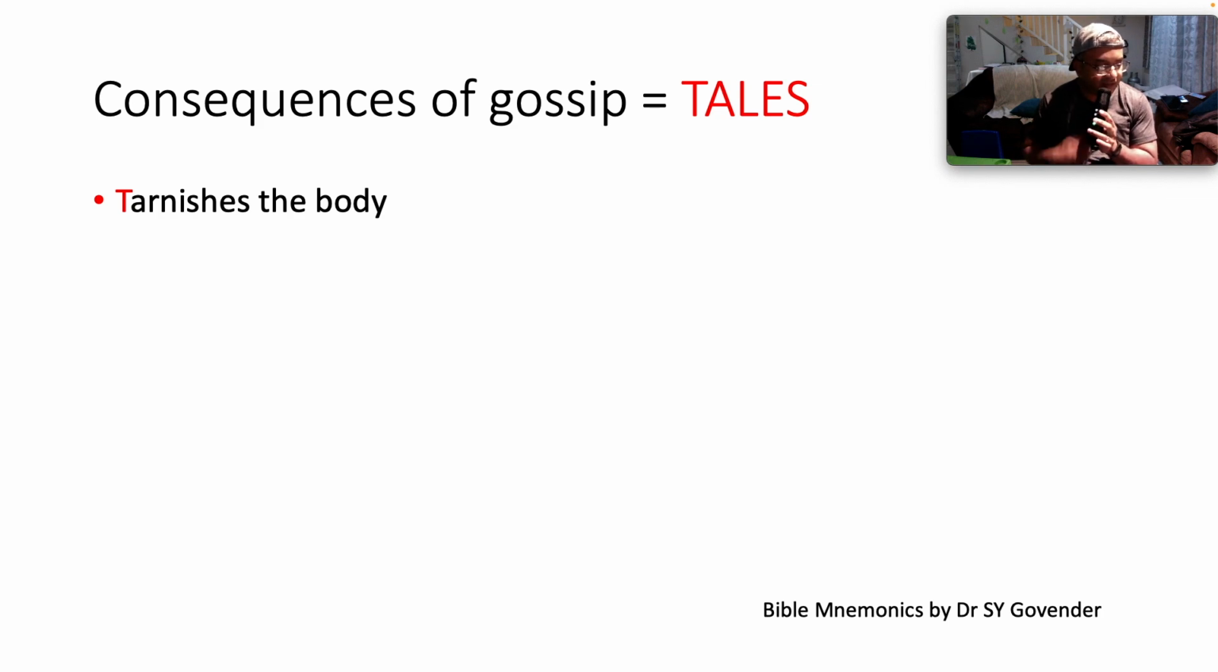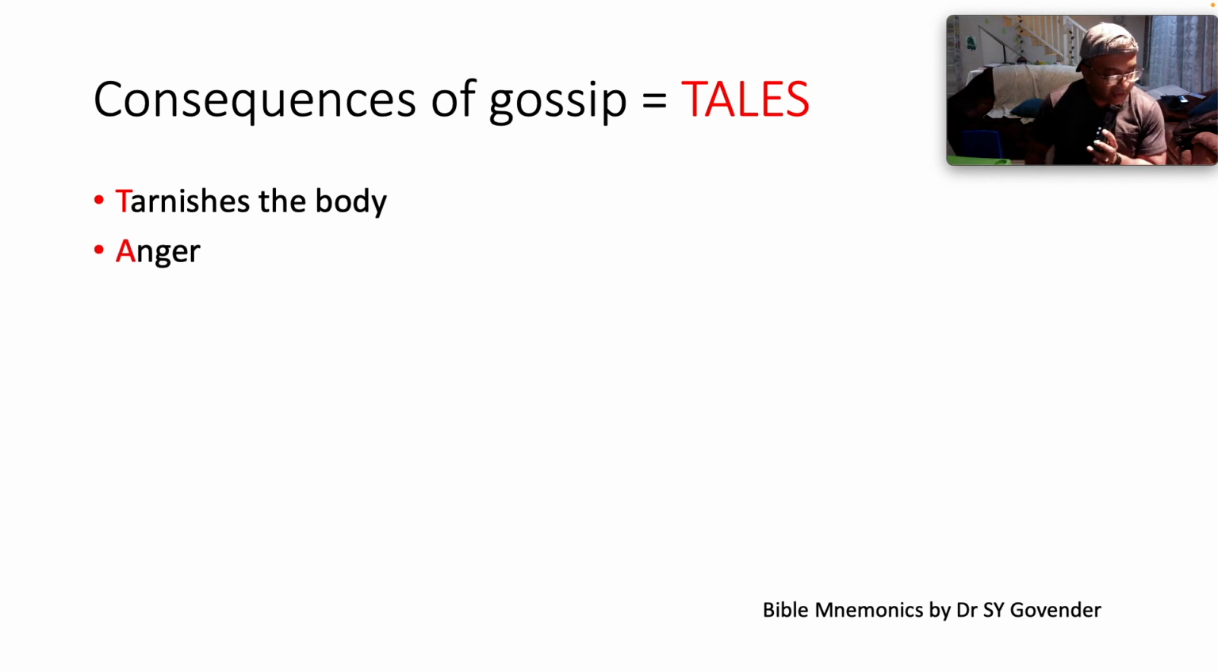James chapter 3, verses 5 and 6. The tongue is a little member and boasts great things. See how great a forest is set alight by a little spark. And the tongue is a fire, a world of iniquity. The tongue is so set among our members that it defiles the whole body and sets on fire the course of nature. It is even set on fire by hell.